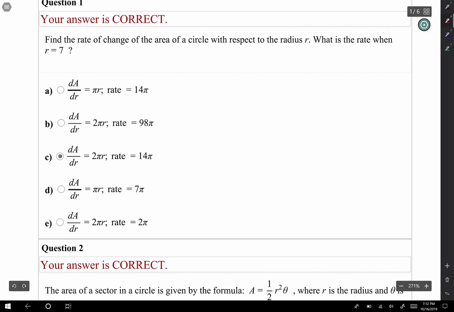So let's see. Find the rate of change of the area of the circle with respect to the radius r. What is the rate when r is 7? So let's see. Area of a circle is just pi r squared.